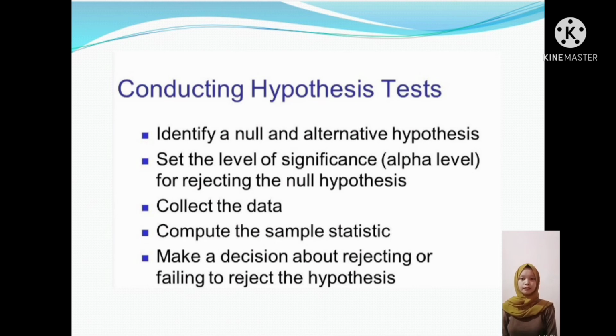So the next, there are 5 steps in conducting hypothesis tests. Number 1, identify a null and alternative hypothesis. Number 2, set the level of significance, alpha level, for rejecting the null hypothesis. Number 3, collect the data. Number 4, compute the sample statistic. Number 5, make decisions about rejecting or failing to reject the hypothesis.